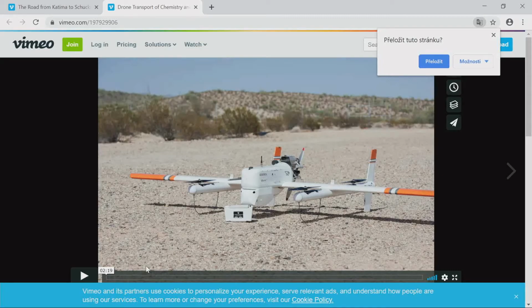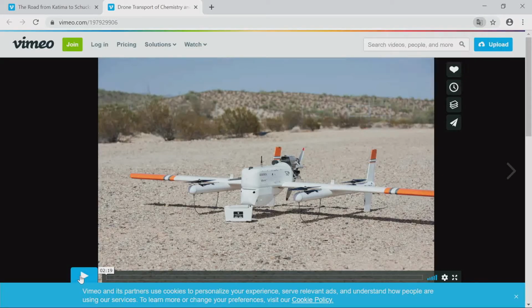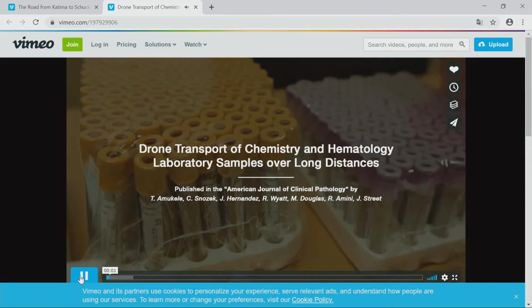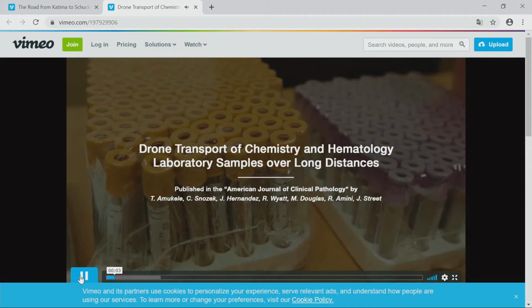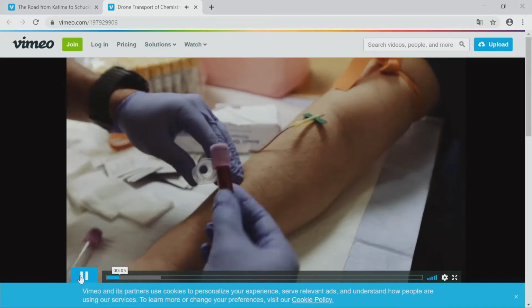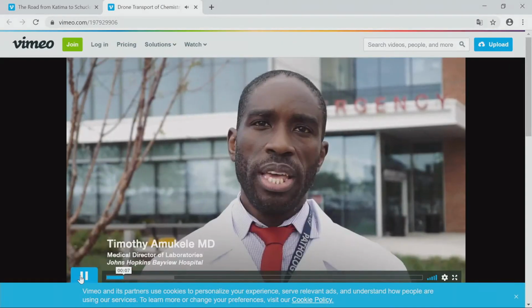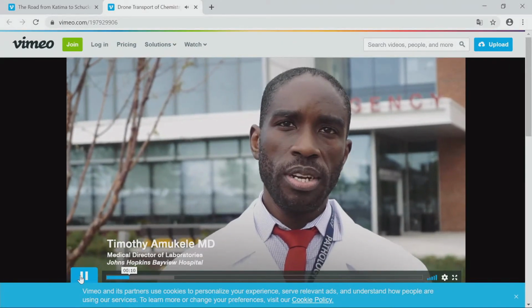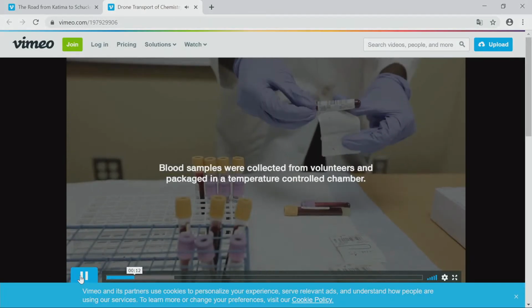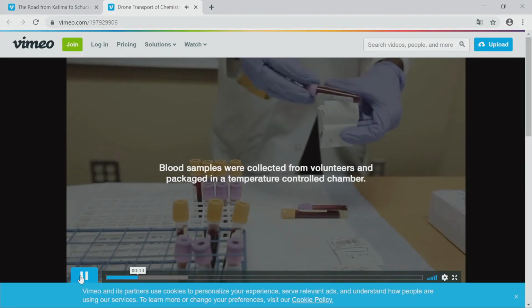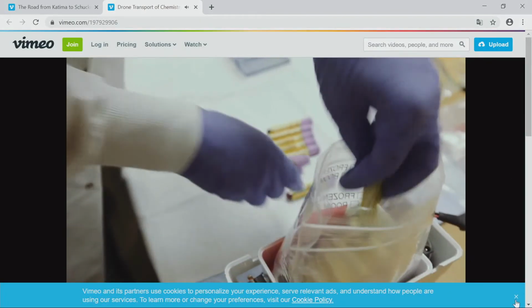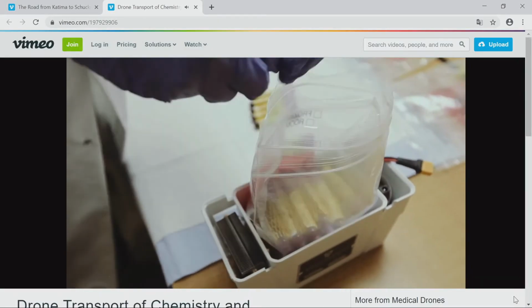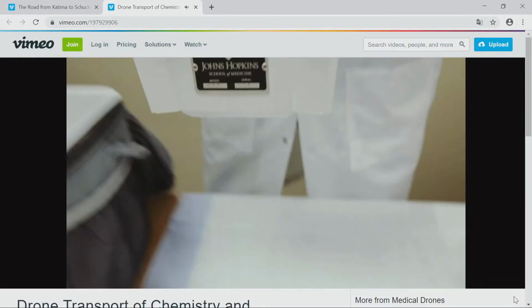So this one, I wish we had the sound because you can see that it's so loud. Okay, so for this study, we looked at the impact of long drone flights on laboratory specimens. And that box is a box that we made. I'll discuss it in a minute.